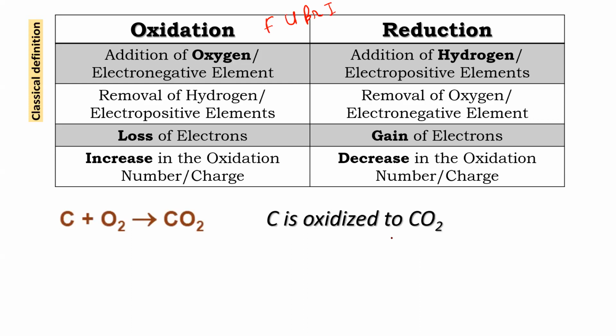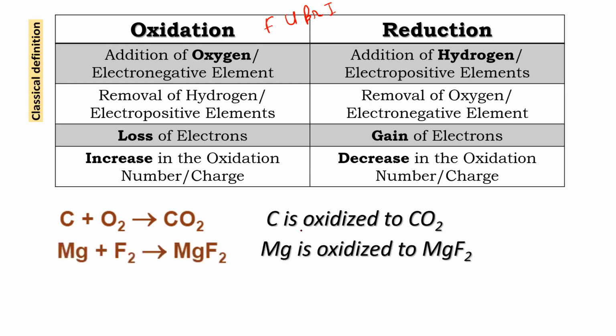For example, you see here carbon plus oxygen giving carbon dioxide. This is a very good combustion reaction, and you see here carbon is oxidized because oxygen is getting added to the carbon. Now the next thing is oxidation is also addition of electronegative elements. So you see here in magnesium, fluorine has got added. So these two definitions are very clear to us: oxidation is addition of oxygen or any electronegative element like fluorine, chlorine, bromine and iodine.